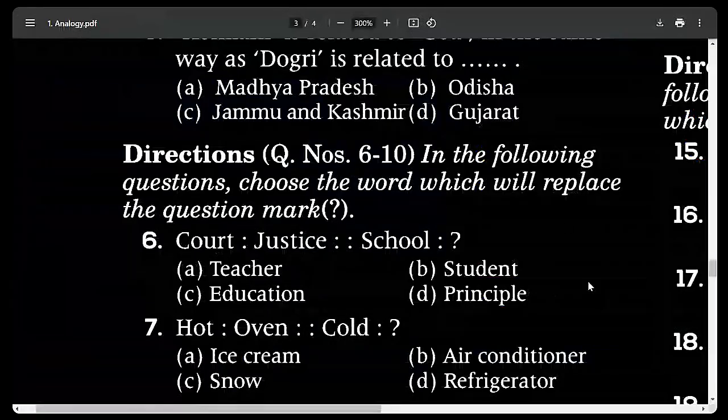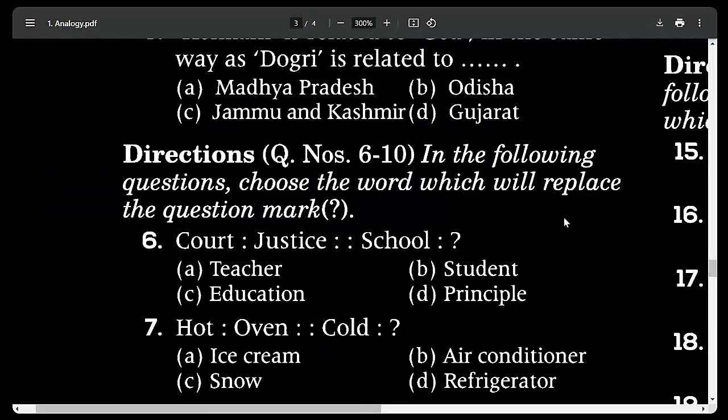Srivatsav, can you answer? Hot is to oven as cold is to dash. Sir, snow. You're saying snow. Yes, sir.